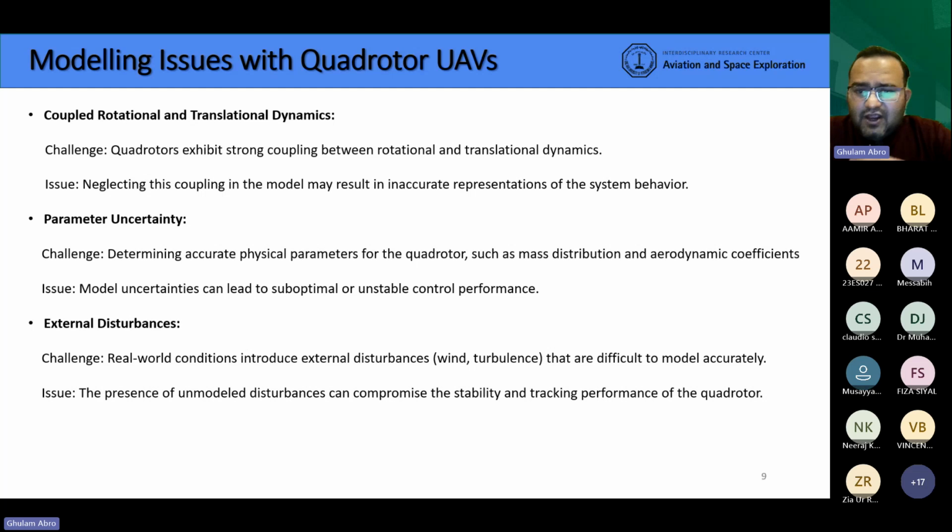Coupled rotational and translational dynamics: if you derive the dynamics of a drone, it will come in terms of cos and sine theta. So you have rotational and translational dynamics which are strongly coupled mathematically, and whatever theorem you use, either Gaussian or the Runge-Kutta method, or any sort of mathematical solution you bring, it will be limited to certain conditions. But once the conditions change, you will face some sort of disturbances.